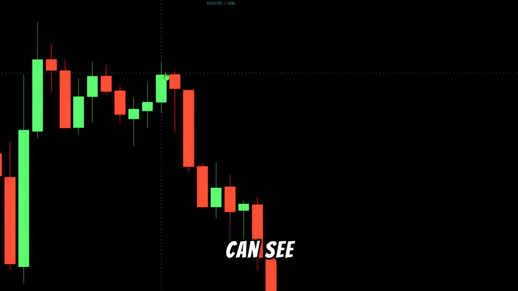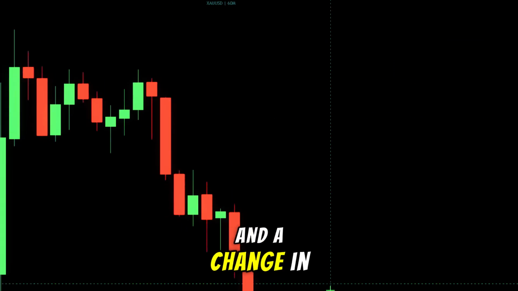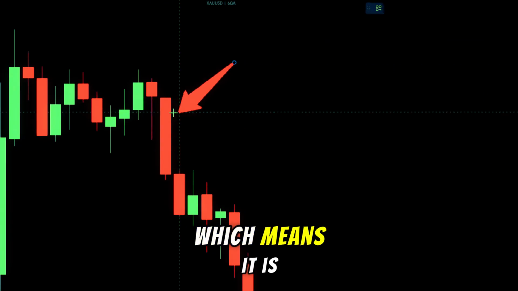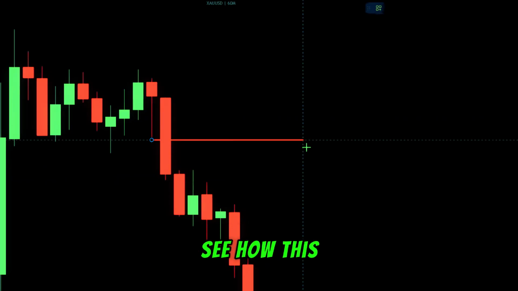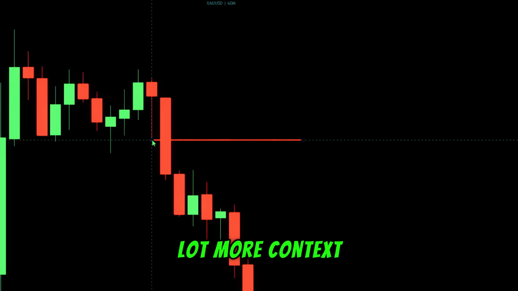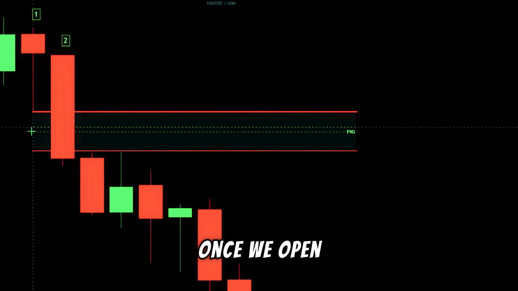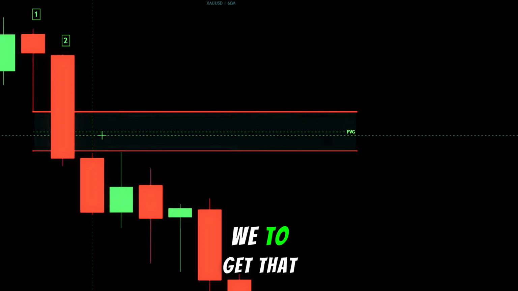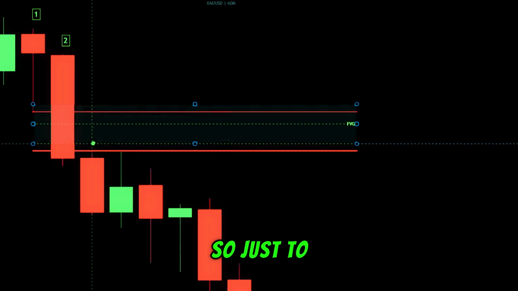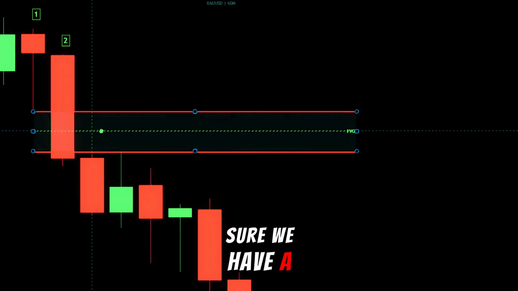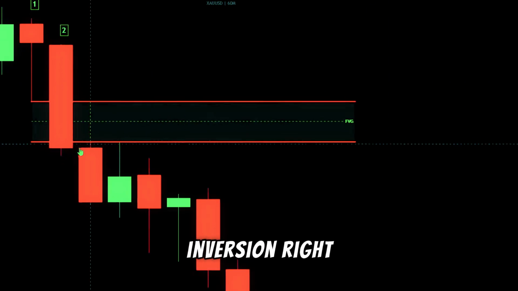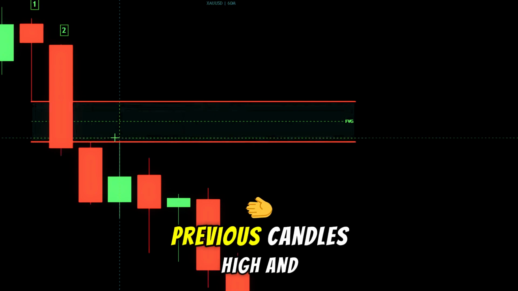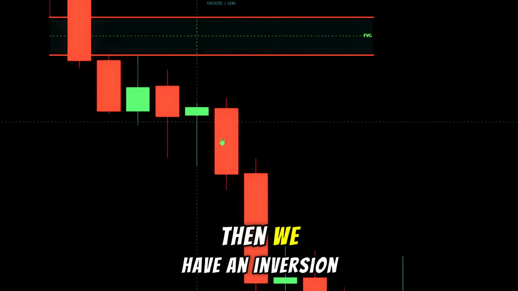And there you can see we have an inversion and a change in the state of delivery, which means it is valid to be looking for a move lower. Here you can see how this inversion has a lot more context. You can see once we open the new candle, we get that continuation lower. So just to review, we want to make sure we have a sweep of a higher time frame candle and then an inversion, right? As you can see, we sweep out the previous candle's high and then we have an inversion.